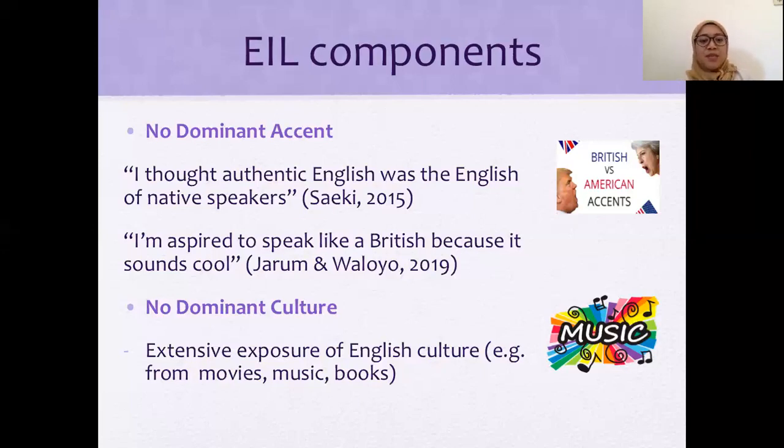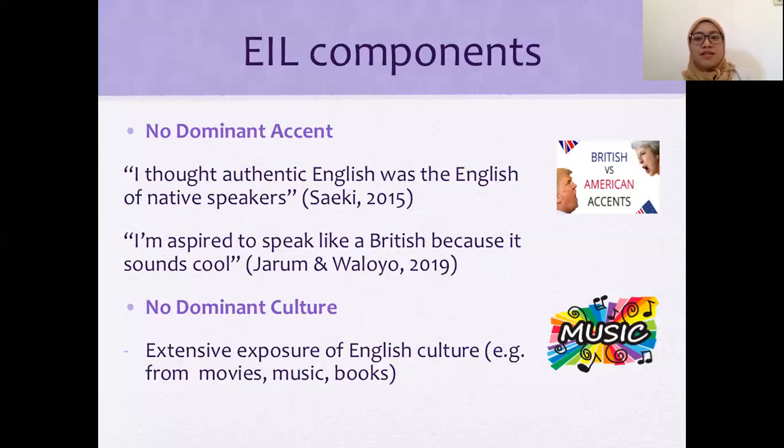And then the second one is about culture. In EIL, there is no dominant culture, which means that there is no longer a monolithic view or monolithic model of English, which used to subscribe to native speakers, or what we call the inner circle. In this case, like I previously mentioned by referring to Kirkpatrick and McKay, the culture that should be included in our EIL class should be a great variety of cultures, which come from either native speaker or non-native speaker cultures.